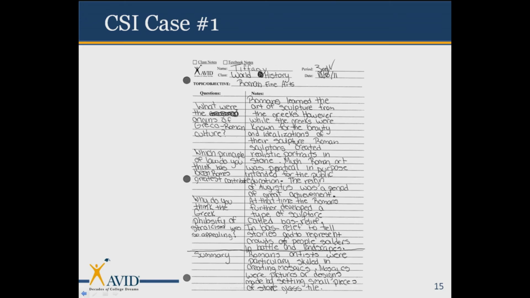All right, CSI team, we ready? Let's go looking for some evidence. Here's case number one. This is Tiffany and her world history notes. At first glance, this case looks like she's got pretty good notes here. She's got notes in her right column, questions in the left column, summary in the bottom column.